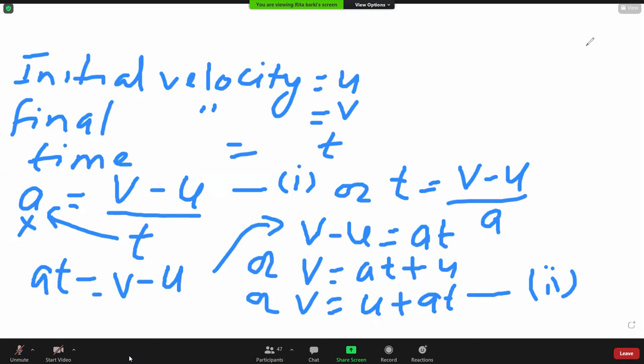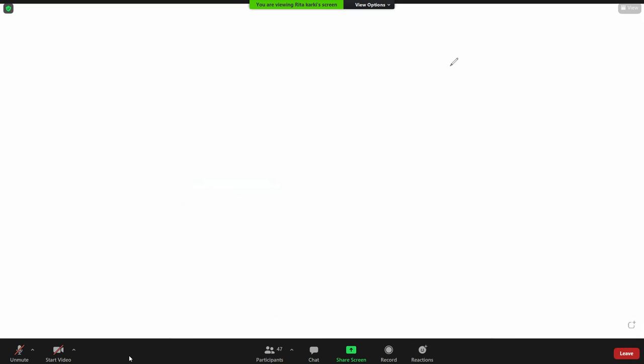Now, what is the formula to calculate the average velocity produced by a particular moving object? Total displacement upon time taken. So we have already studied this.